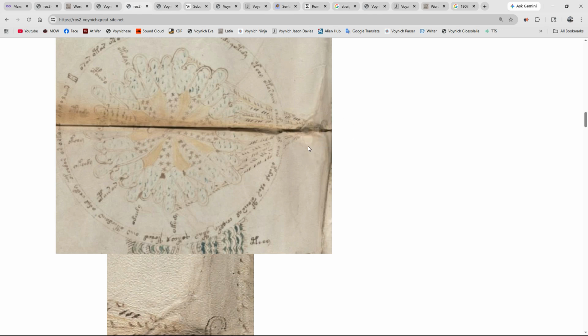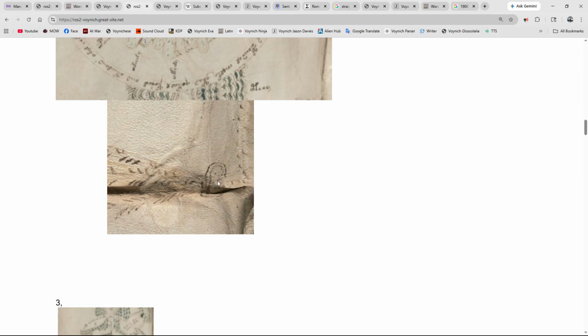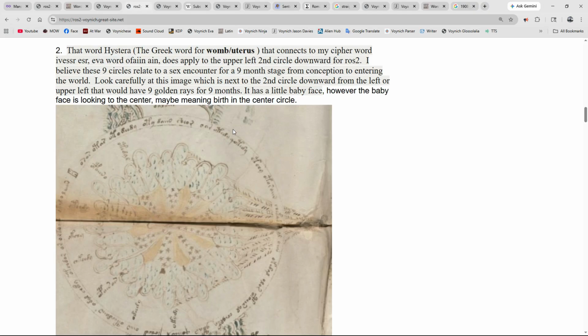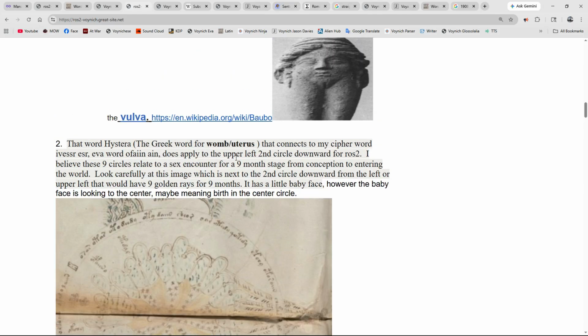But right here in this corner is a baby. If you go down, there's a baby right here. The baby's looking in the center. And the center is where the baby's born. So this is conception. But let's take the word that I found, Iva Esser, which is an Eva word.